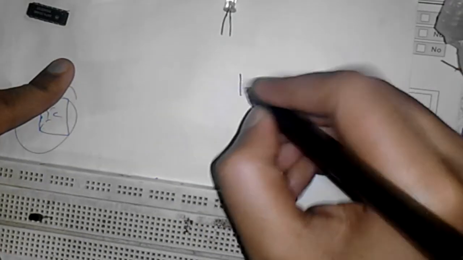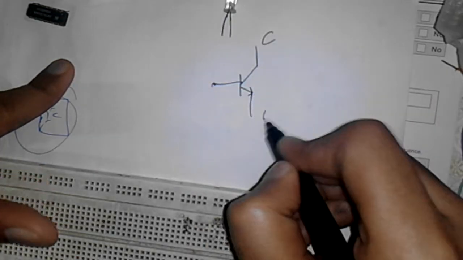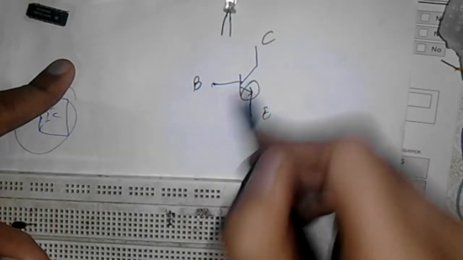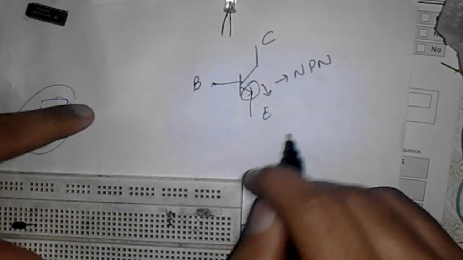So you have to know the symbolic representation of the NPN transistor is this. This is the collector side, this is the emitter side, and this is the base terminal. The arrow points outwardly, so this shows it is the NPN transistor.